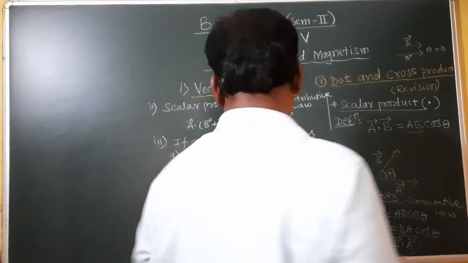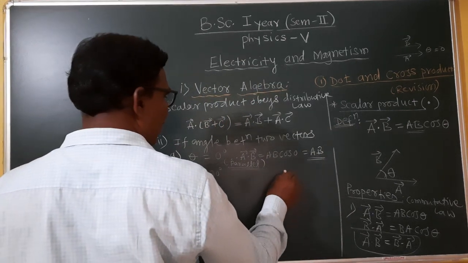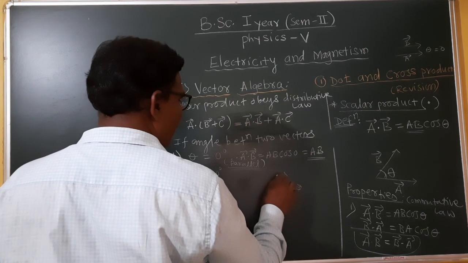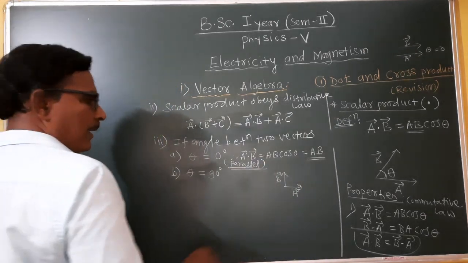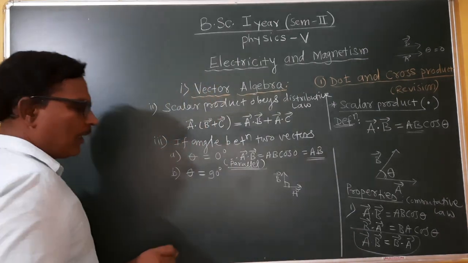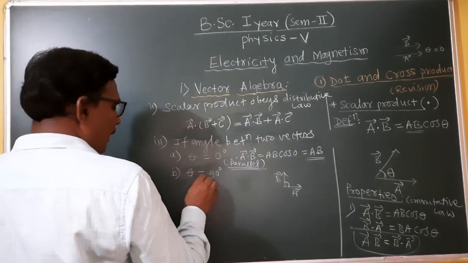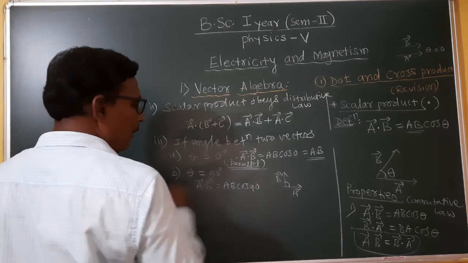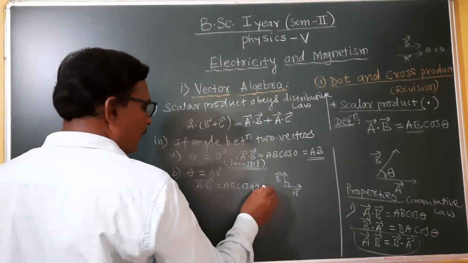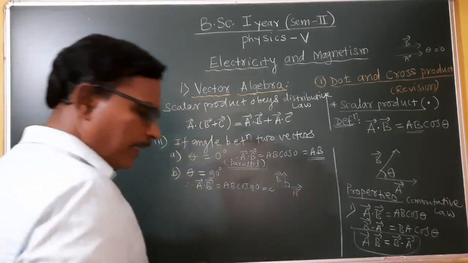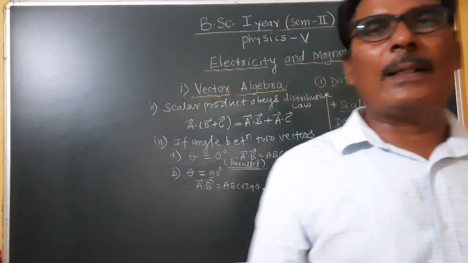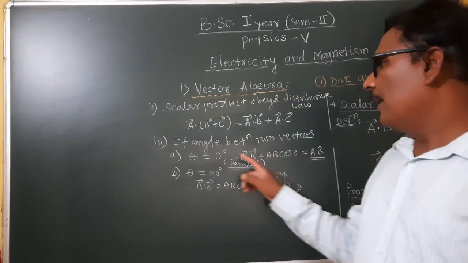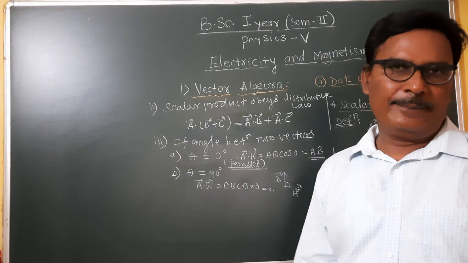Now, if two vectors are perpendicular, one vector is like that and another vector is this one. This is A bar and this one is B bar. The angle between the two vectors is 90 degrees, perpendicular to each other. Therefore A bar dot B bar is equal to AB into cos 90. And what is cos 90? That is 0. So if two vectors are perpendicular to each other, its scalar product should be 0. If two vectors are parallel to each other, its scalar product is the product of its magnitudes.